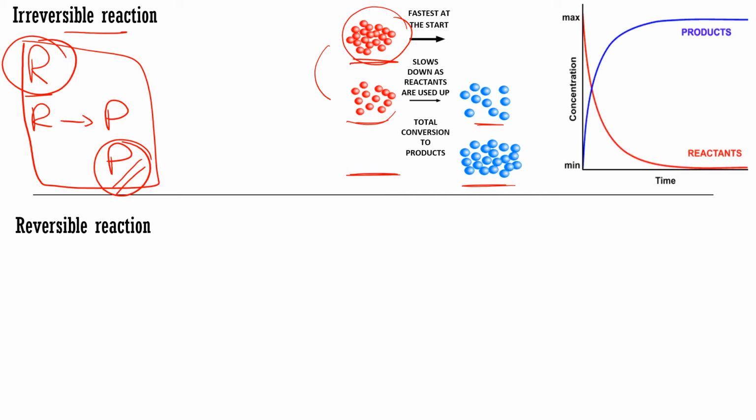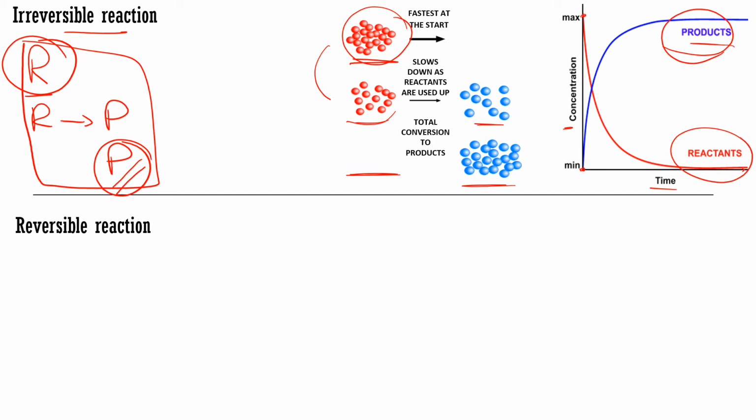We can see here from this graph that the products start from zero. This graph represents the concentration against time. All the products have been formed, a fixed amount of products, starting from zero. Reactants started from a high value and ended at zero. So we have used all the reactants to form the products.